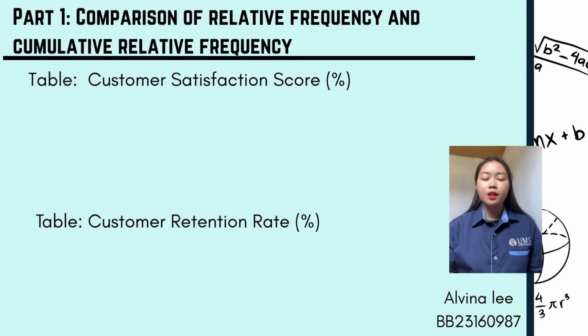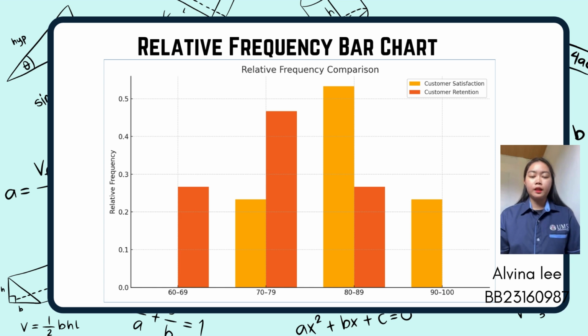After that, I transferred the data to two different tables. The first table is the customer satisfaction score and the second table is for the customer retention rate. After organizing the data, I used Excel to create the graph. These bar charts show the relative frequency comparison between customer satisfaction and retention.